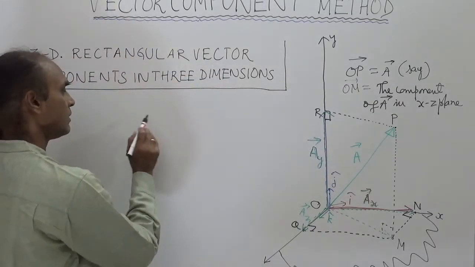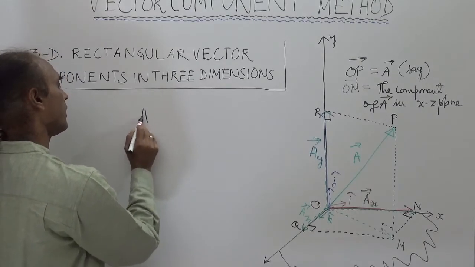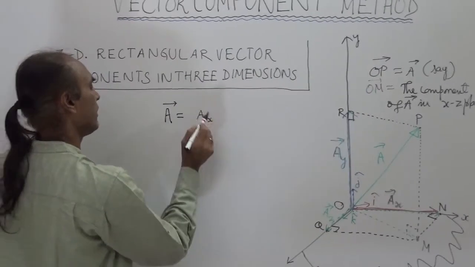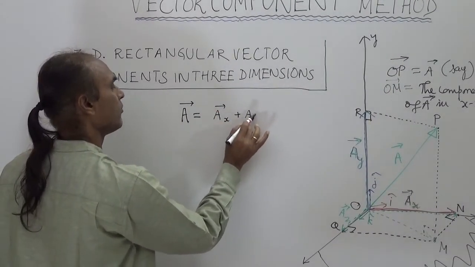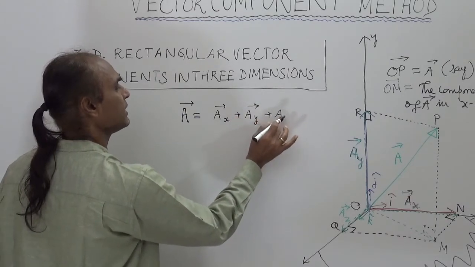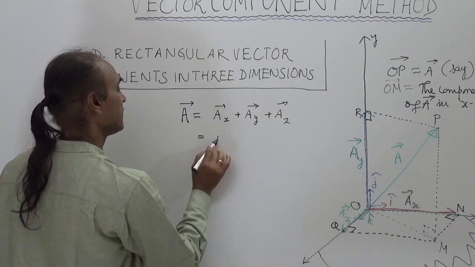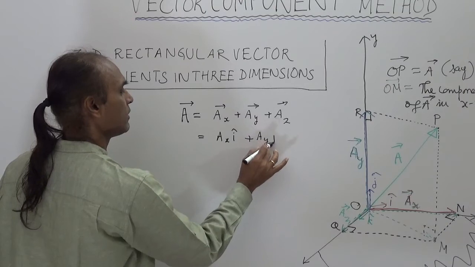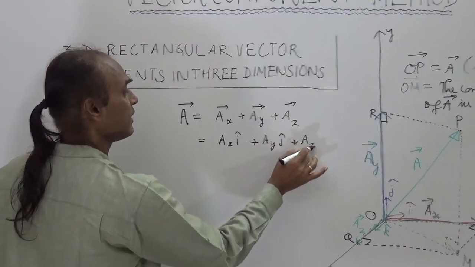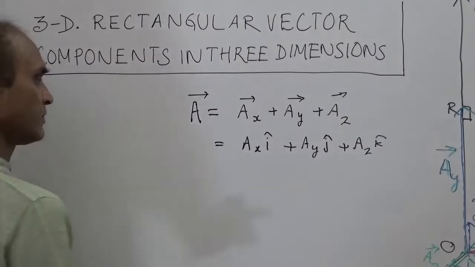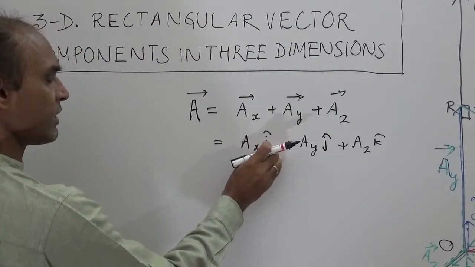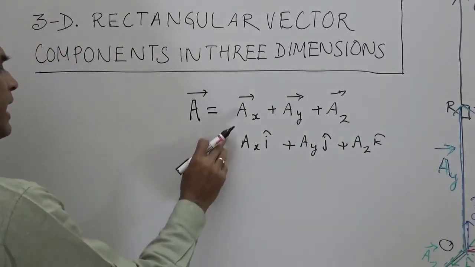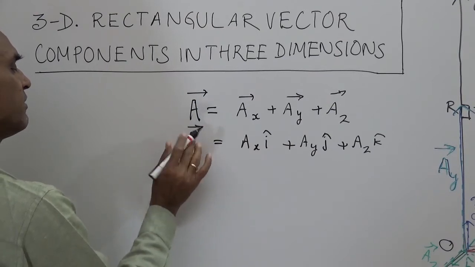So we can recast the expression. Vector A is equal to ax plus ay plus az. This can be written as ax i cap plus ay j cap plus az k cap. This is the magnitude, this is the direction. Unit vectors give the direction along the x, y, and z axes. This is the given vector.